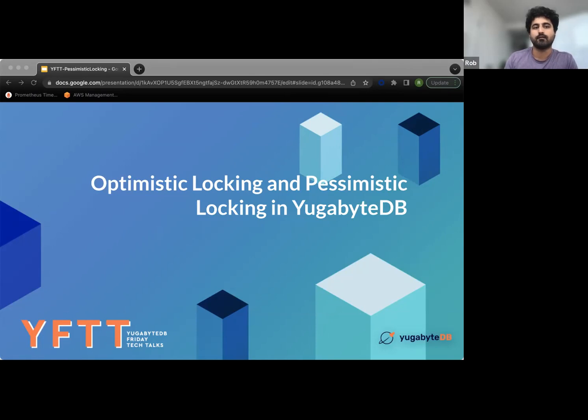Whereas in pessimistic locking, we have a strategy whereby a conflict is detected by some transaction and it will wait, essentially wait its turn to interact with a key that is being interacted with by another transaction. I can pause there.